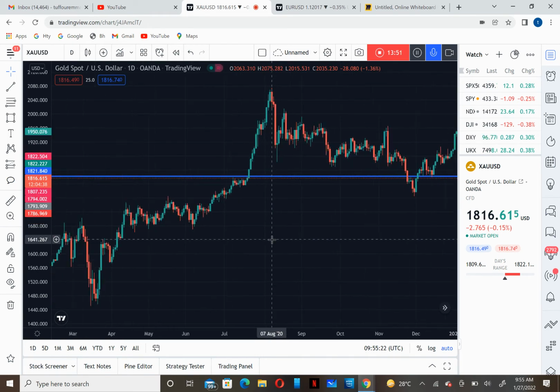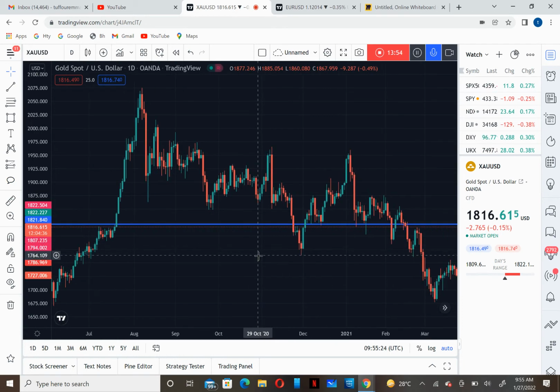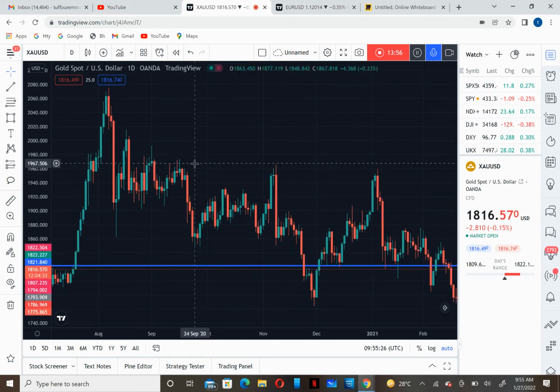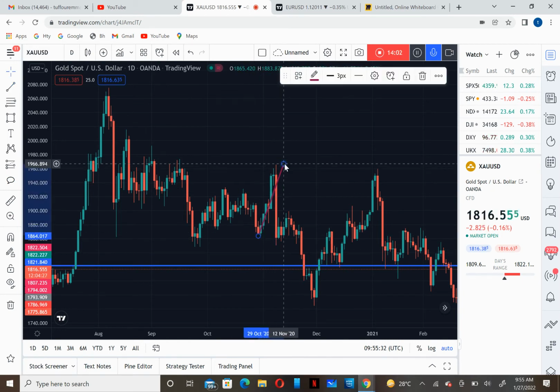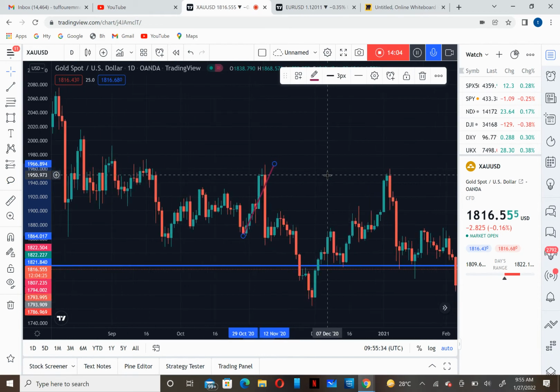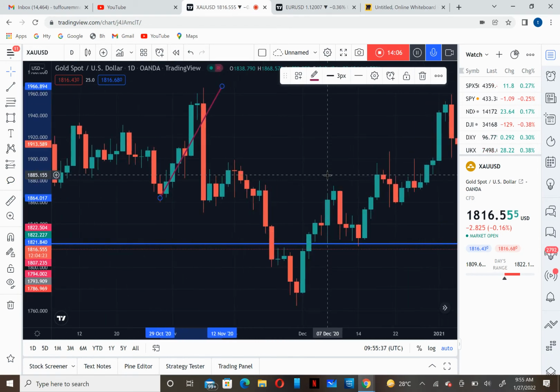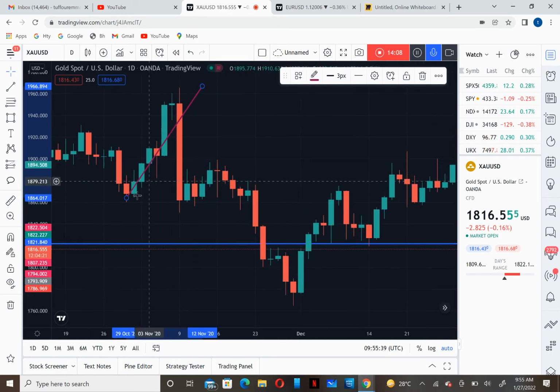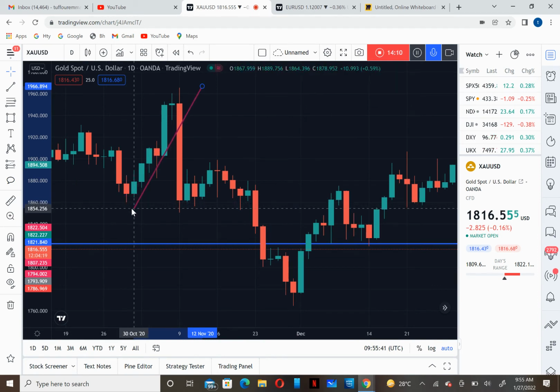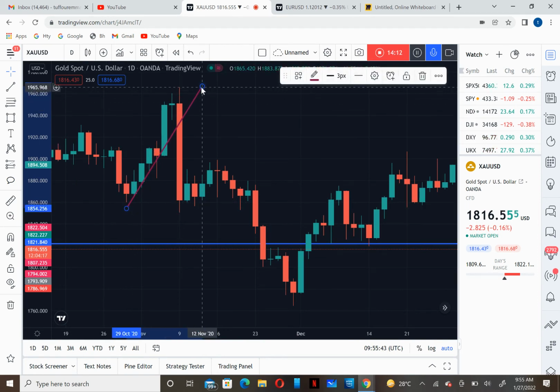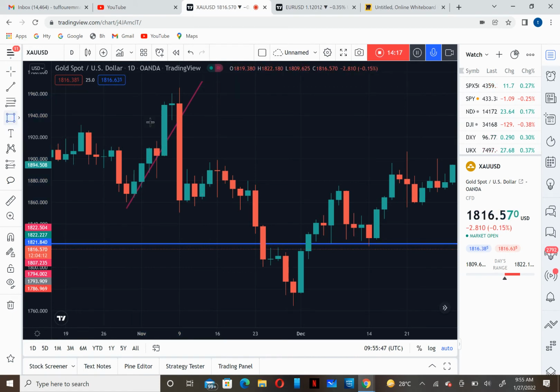Okay, so see on the daily we have an uptrend here. You can see you have an uptrend here. Let me show you. See on the daily you have a trend up here. And you can see this was the breaking point.